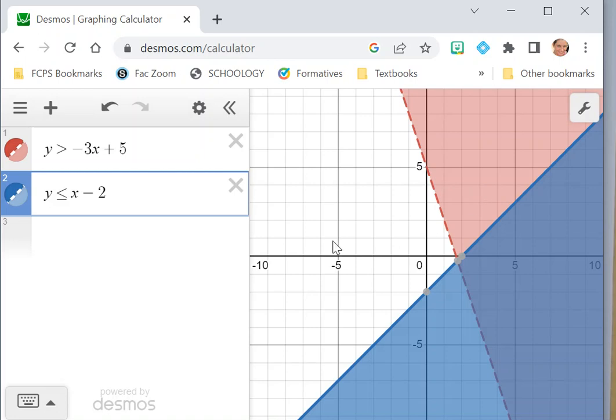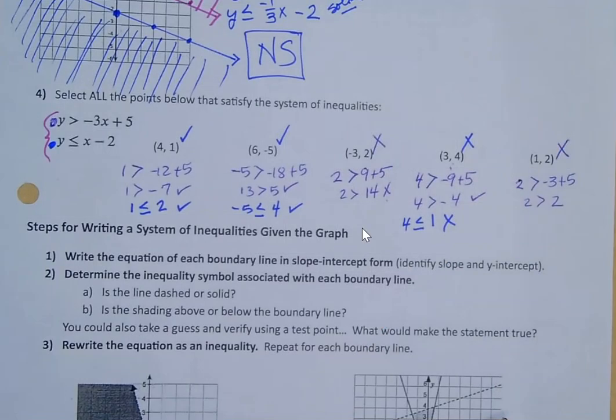And then finally I have 1, 2. It's actually not even true for the red since that's a dashed line. So Desmos really does work to help you show what you're working on.